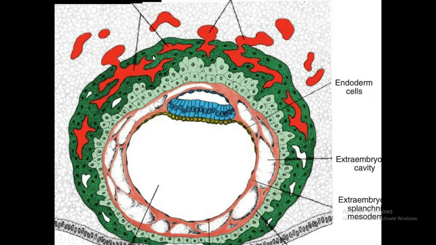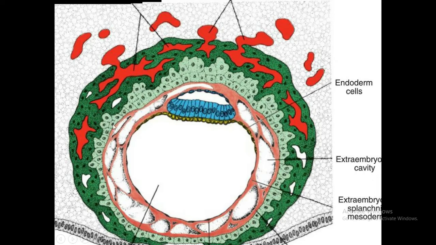Here we see the syncytial cells erode the maternal sinusoids, so sinusoidal blood enters the lacunae. When the maternal blood begins to flow into the lacunae, the uteroplacental circulation is established. This is the one point. The second point is formation of the extraembryonic mesoderm.